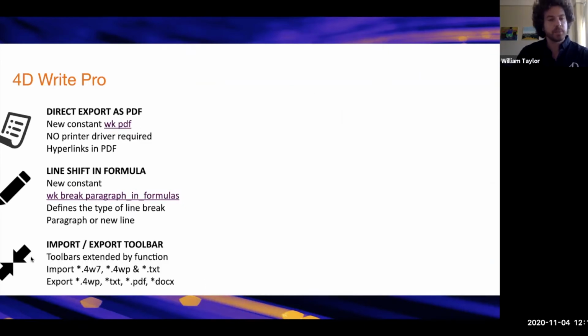And also, there were a few feature requests on the discuss.4d.com forum where people asked to be able to import and export in a few different ways. So as of v18 R4, you can import 4D Write documents, 4D Write Pro documents, and text documents. And you can now export 4D Write Pro, text, PDF, and Microsoft Word.